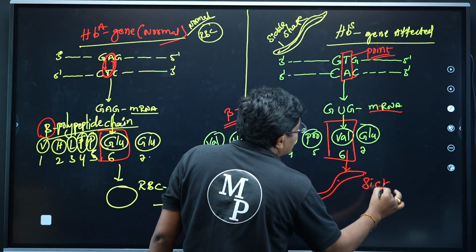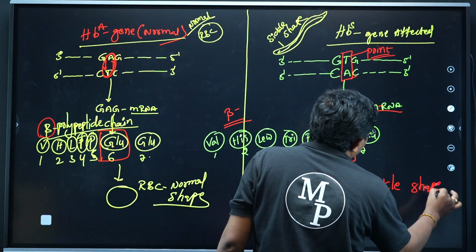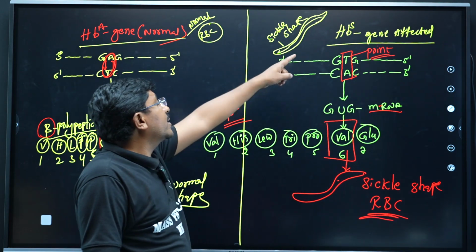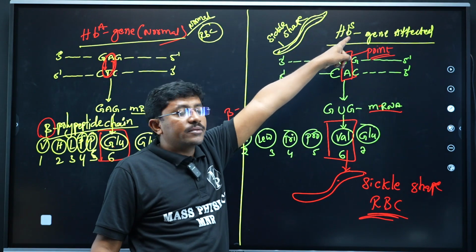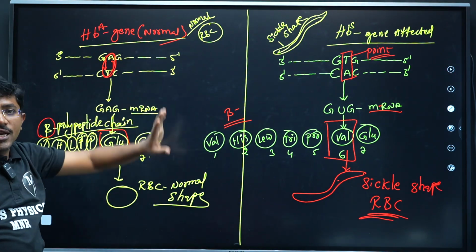This is the sickle shape RBC. The sickle shape RBC is formed by this affected gene. This is the genetic structure of sickle cell anemia.